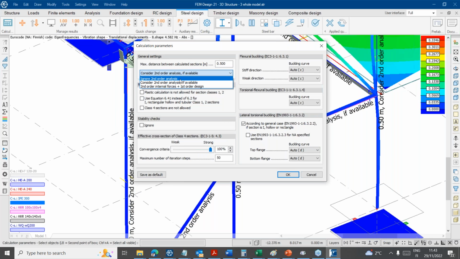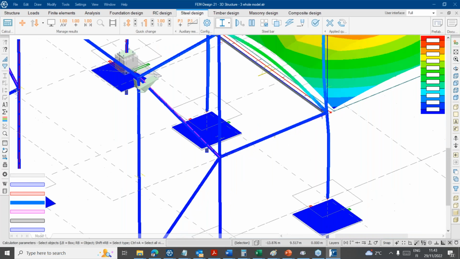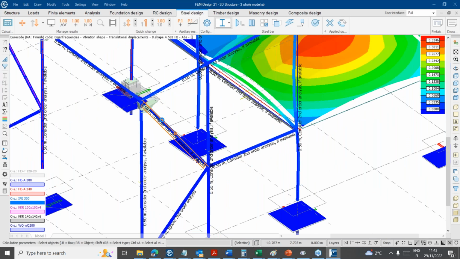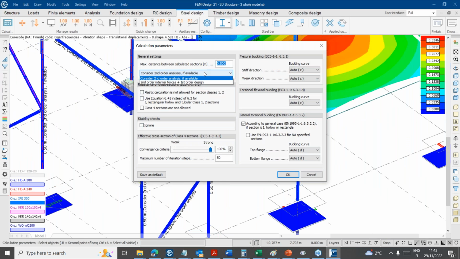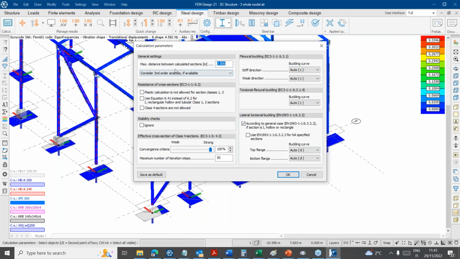So what does this mean? Ignore second order analysis. It means that only the first order internal forces are taken into account. Like if you have a wind load from the side here, it only takes into account the wind load for the first order combination. So this is not good, because we want to have those higher internal forces in this brace because of the additional sway modes. So that is not the right option.